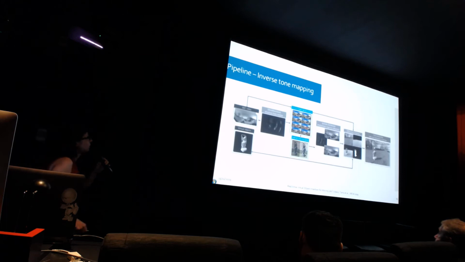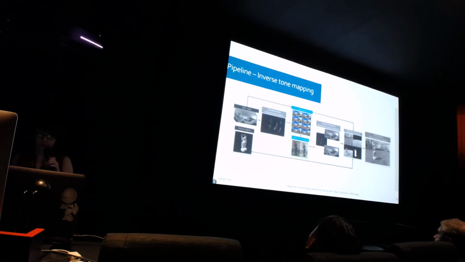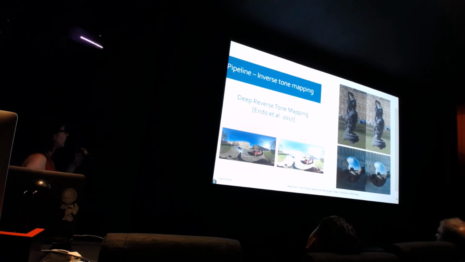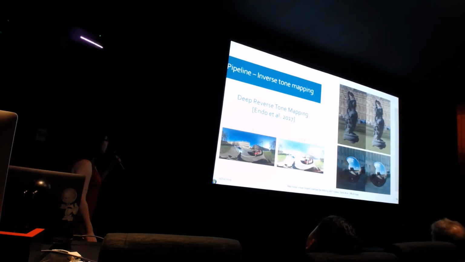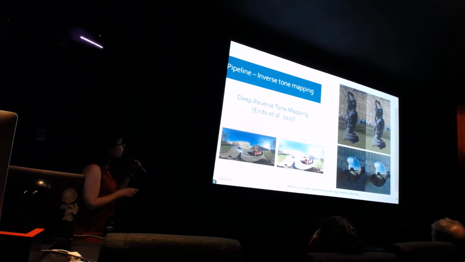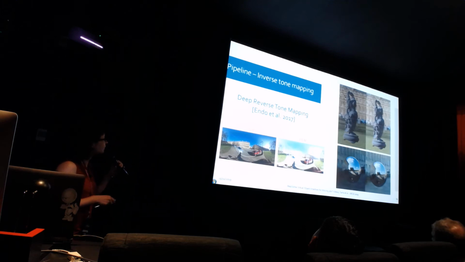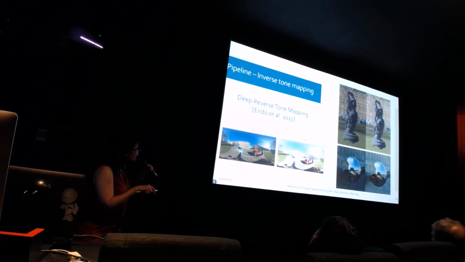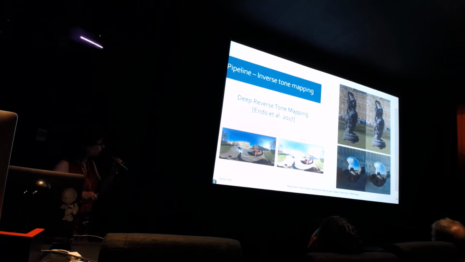Then we apply inverse tone mapping on those stabilized frames, which we then use for lighting. And for inverse tone mapping, we use the work of Endo et al., which learns an HDR version of an image from the low dynamic range version, and we can compare the object lit by the two versions of the images. And with HDR, we have more details in shadows, and the intensity of light is also different.